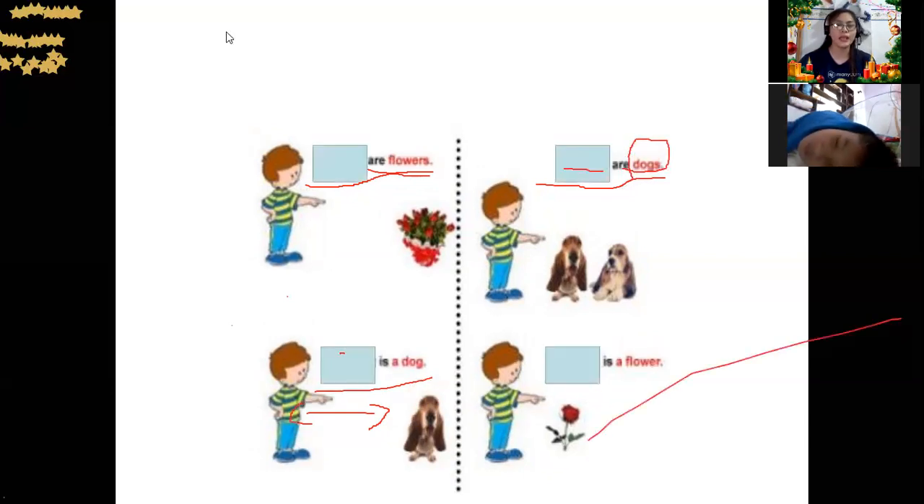Again, what is this? This. That. Okay, very good. Yes, that. What about this one? This. Very good. Oh, I hope you're listening. Very good.